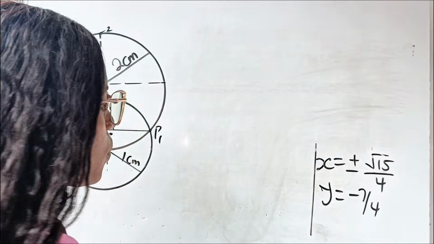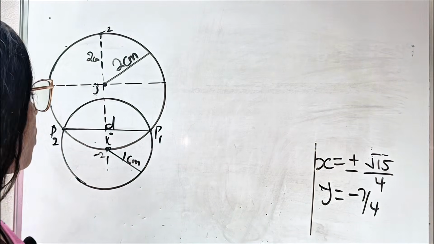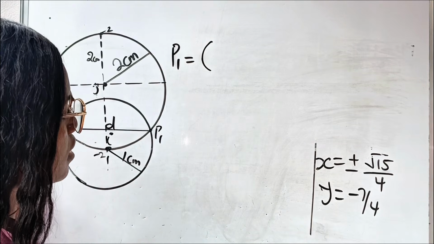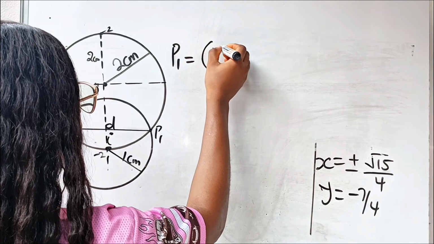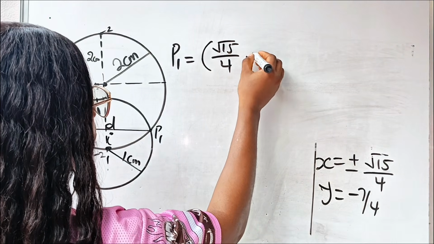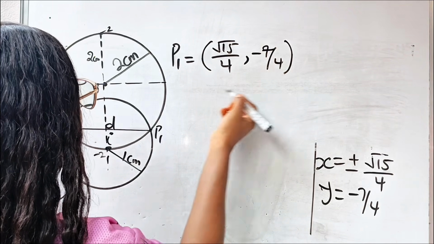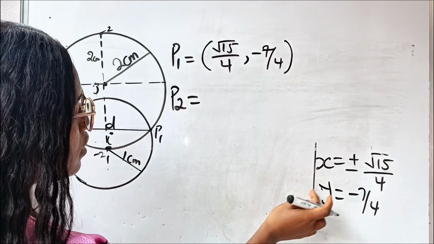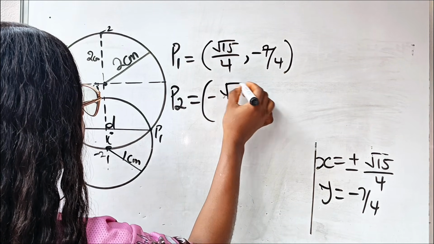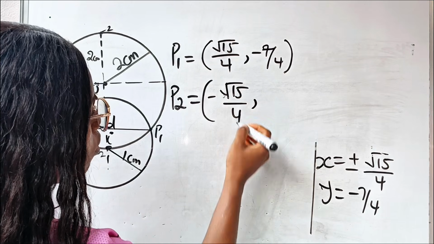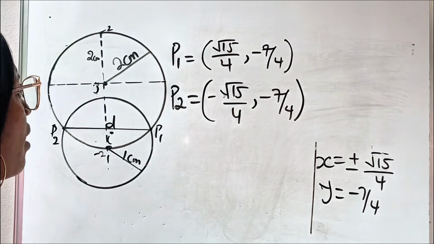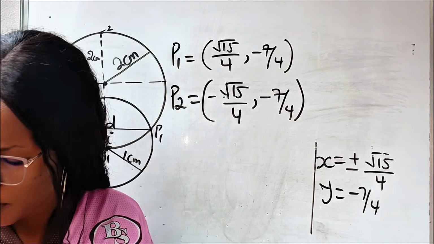Alright. Now we have that P1 will be equal to, the x coordinate is, let's take the positive, root 15 divided by 4, and the y coordinate is minus 7 over 4. For P2, the x coordinate will be the negative, minus root 15 over 4, and the y remains minus 7 over 4.